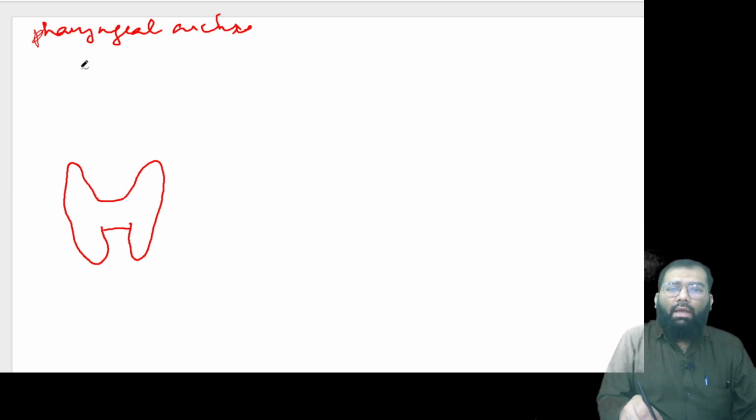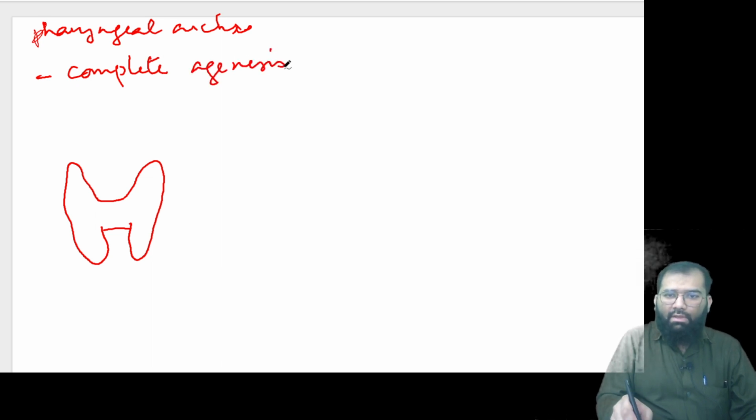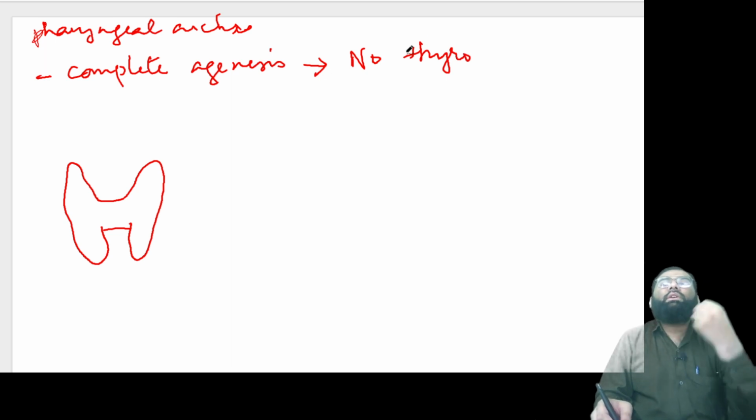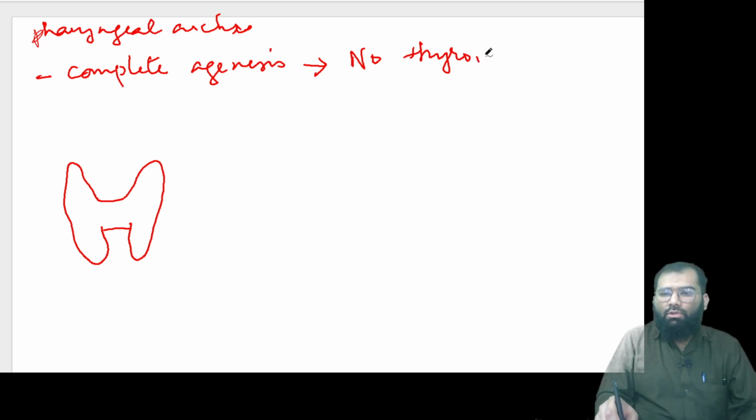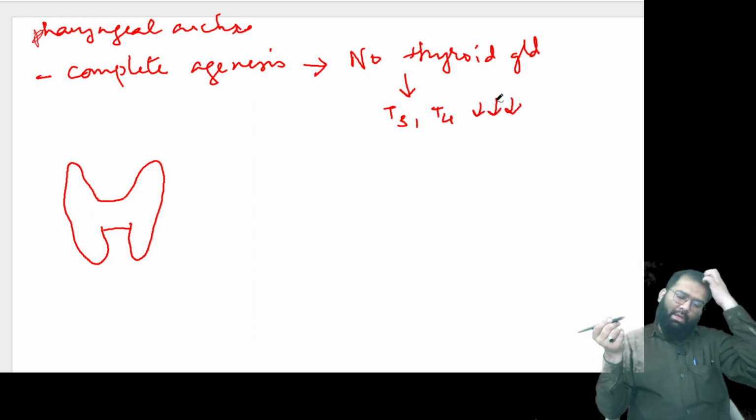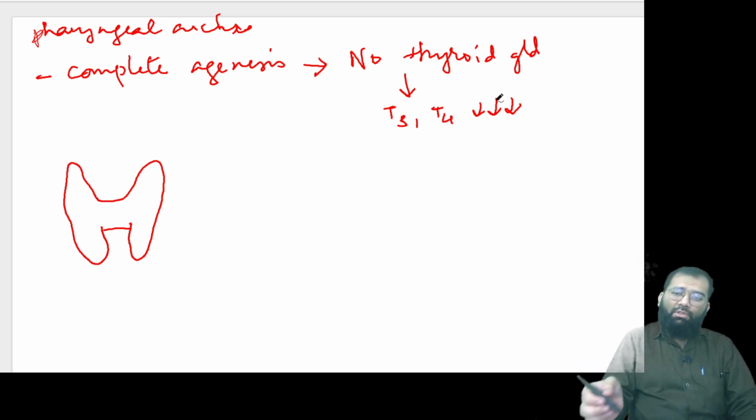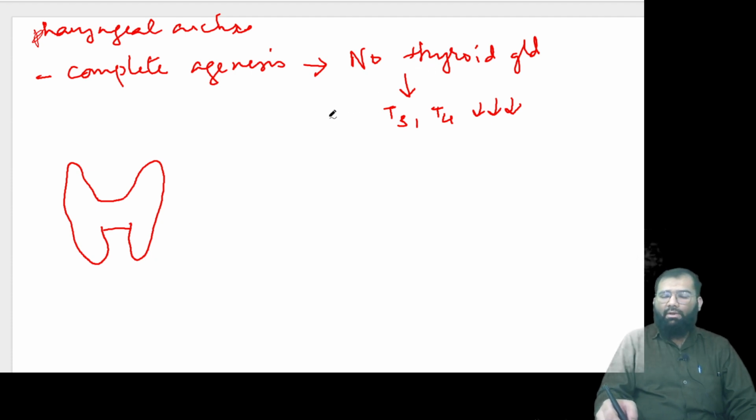The congenital anomalies like complete agenesis. If there is complete agenesis, you would see that there is no thyroid gland at all. You look in the neck region, you scan it throughout, and there is no thyroid gland. Of course, in this patient, the T3, T4 will not be there. It would be very, very low, because there is no thyroid gland to synthesize these hormones, and the TSH would go high as a negative feedback mechanism. That is complete agenesis of thyroid gland.